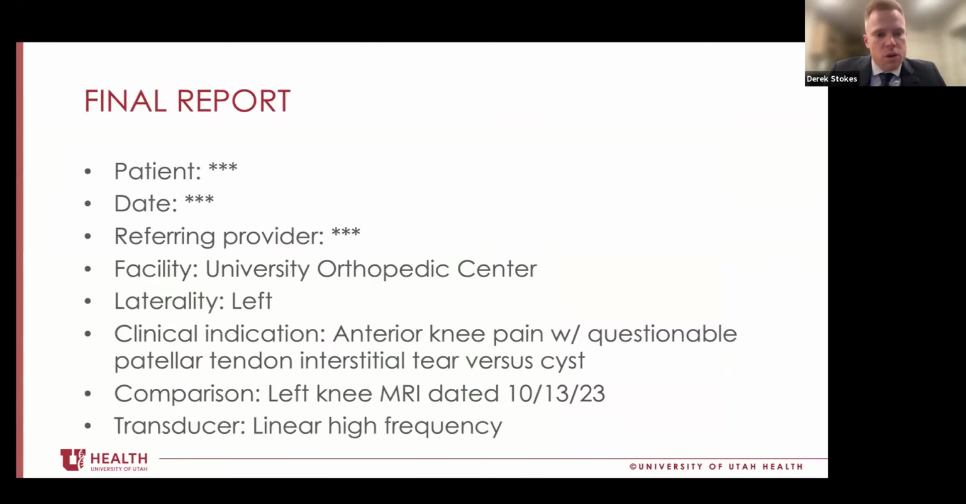So for our final report, we have all our identifying information, including the logistical information, as well as the clinical indication that was anterior knee pain with a questionable patellar tendon interstitial tear versus an intra-tendinous cyst.